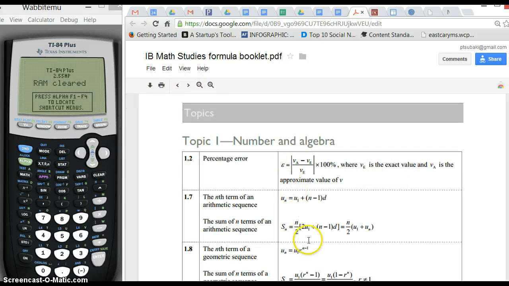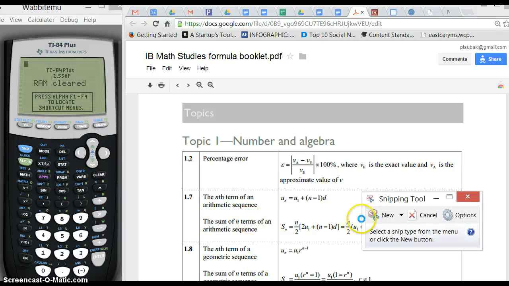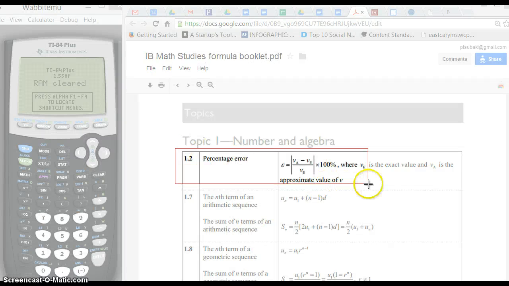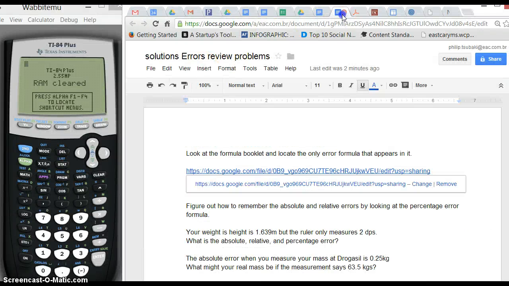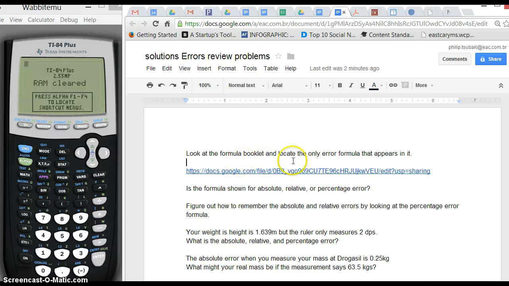Okay. So here's the error formula right here. I'm just going to clip it out here. It's percentage error. And I'm going to put it inside the solution here.